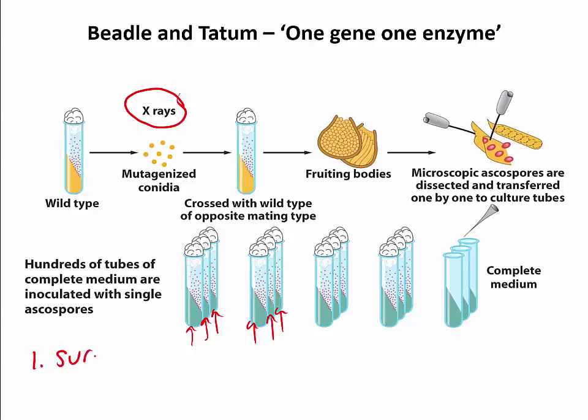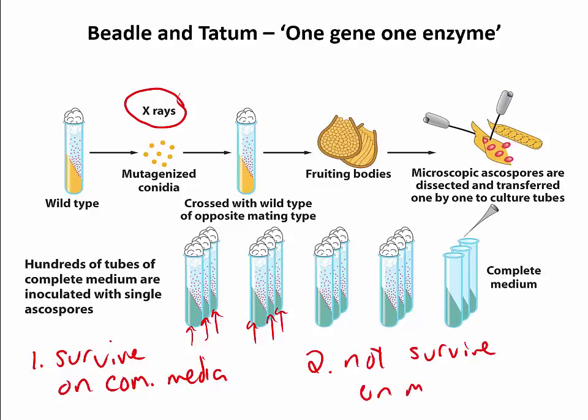One, survive on complete media, and then two, not survive on minimal media. So minimal media, much like we talked about with prokaryotes, is just the minimal requirements for a wild type organism to survive. But what's going to have to happen is that organism has to create or synthesize all the amino acids and nucleic acids it needs for survival.